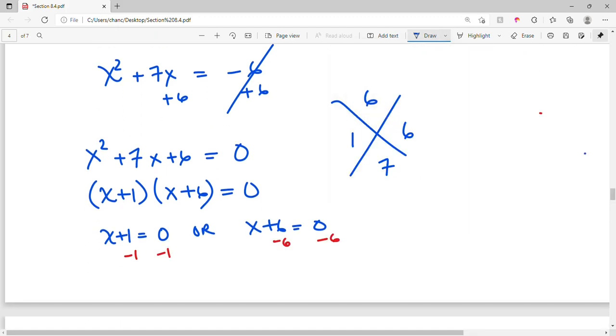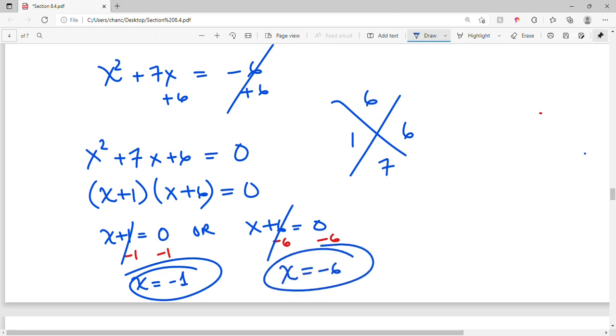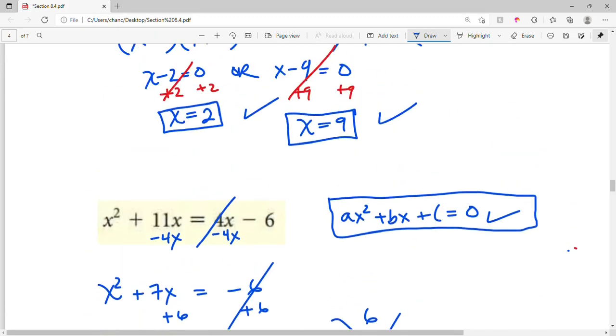For the first one, we're going to subtract 1 from both sides. That leaves us with x equals negative 1. For the second one, we subtract 6 from both sides, and x equals negative 6 is our second solution. Feel free to check your answer, plug it into the original equation, and you should get that they are equal on both sides.